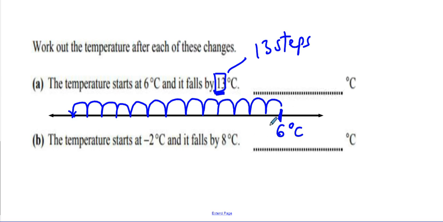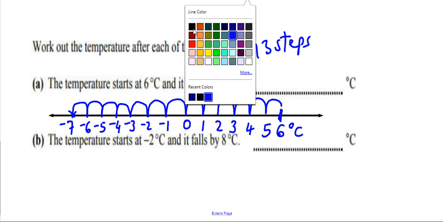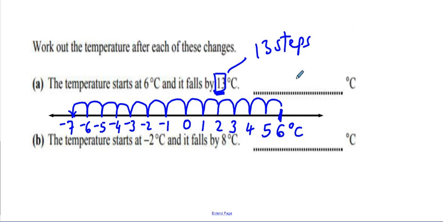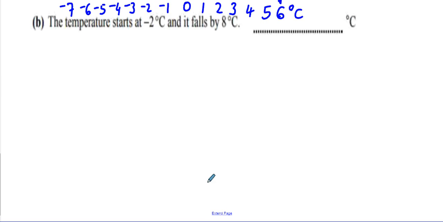From 6, go down, that is 5. Go down, that is 4. Go down, that is 3. Go down, that is 2. Go down, this is 1. Go down, this is 0. Go down, this is -1. Go down, this is -2. Go down, this is -3. Go down, this is -4. Go down, this is -5. Go down, this is -6. Go down, this is -7. See that? So what is the answer? The answer will be -7 degrees centigrade. I hope that helps. Then let us move on to the next question.